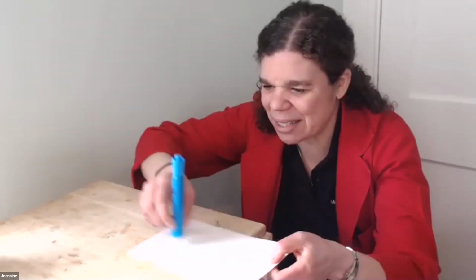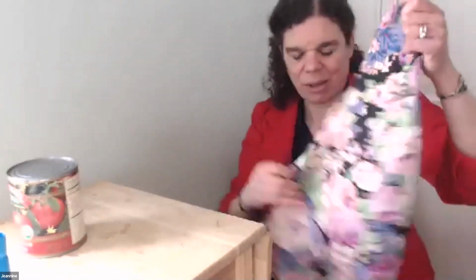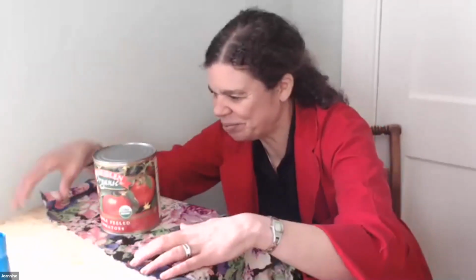All right, we're gonna stop for a second. I'm gonna put this aside. And we're gonna make things a little bit bigger to explore this idea of pulling down. So I've got a tablecloth and a big can of veggies.